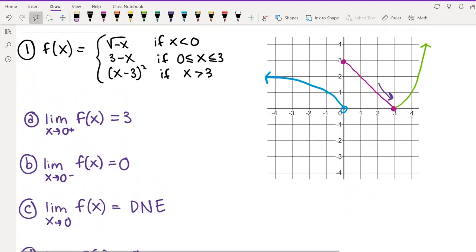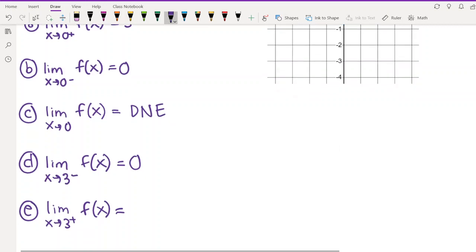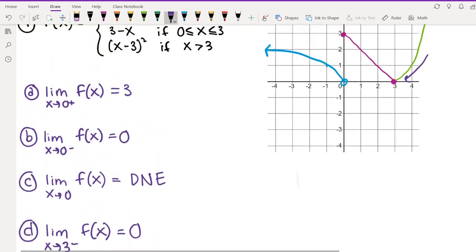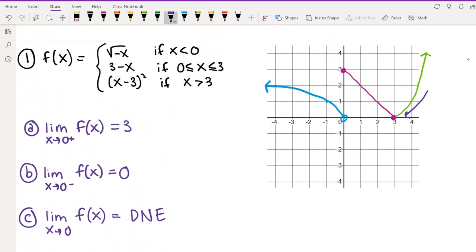So looking at the graph, we're now coming in from the right side and seeing what y value the graph is getting closer to, and it is also getting closer to 0 on the right. So using these equations, we would now use this equation, because this is the equation you're supposed to use when x is to the right of 3. And so again, even though this doesn't say greater than or equal to, that doesn't matter. We can still plug 3 into that because we're just trying to figure out where the graph would be heading.